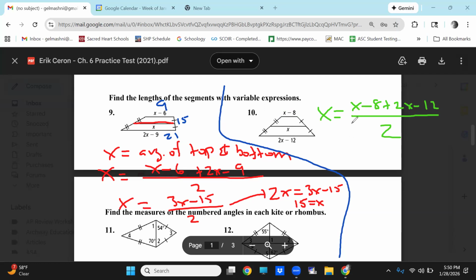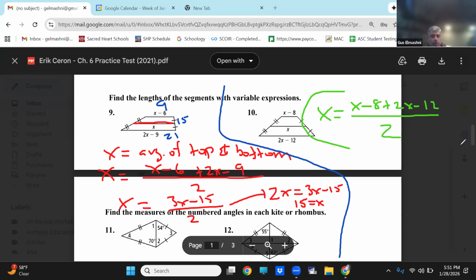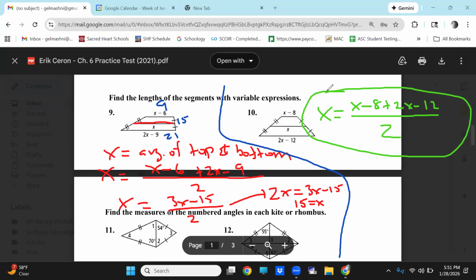I still do not understand this. Well, you don't understand how to solve it? How it works. Okay, I am so confused. Go and solve this first, and I'll explain why it works. I'll try. So x equals x minus 8 plus 2x minus 12 over 2.